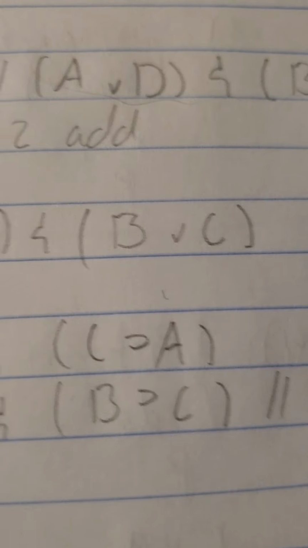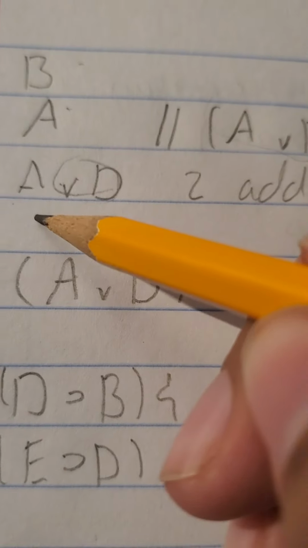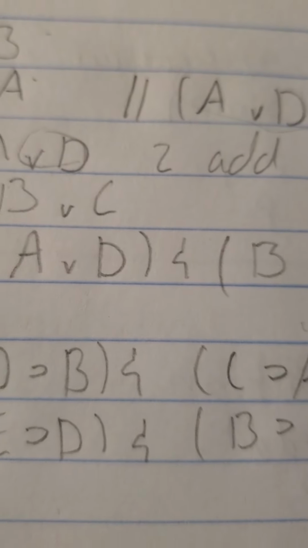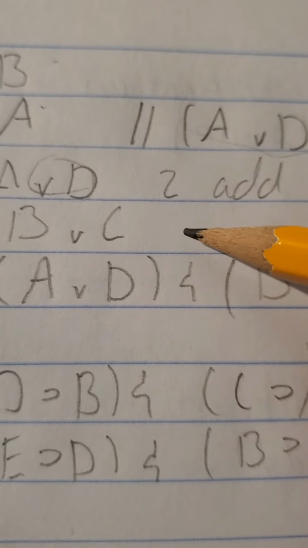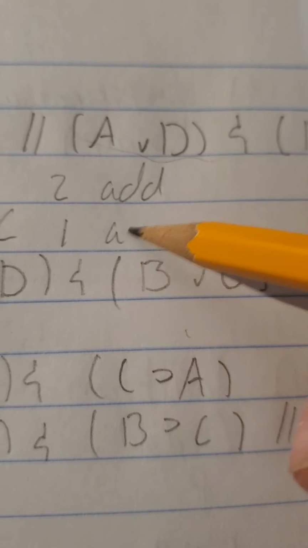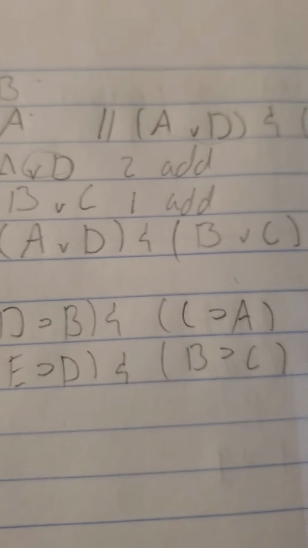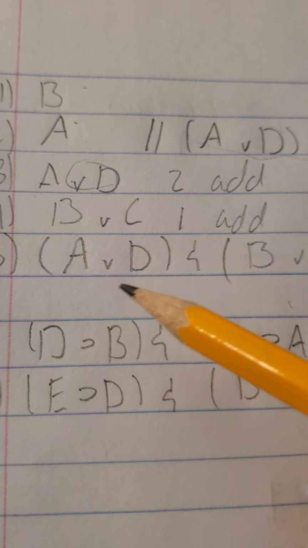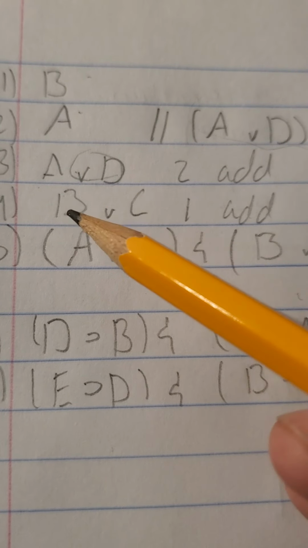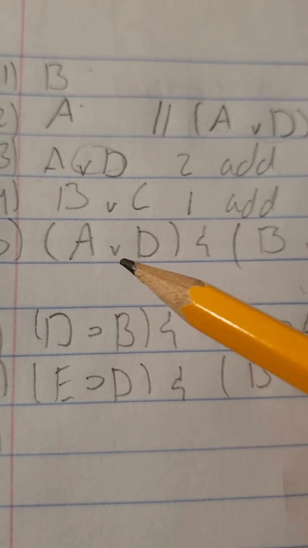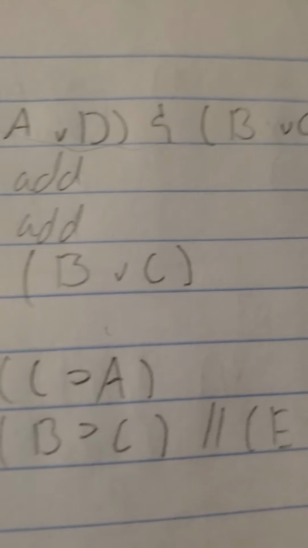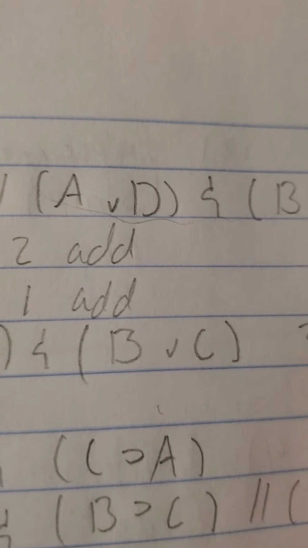Similar to here, we have B and C. So for 4, we're just going to use B, and then we add C. V and then C. It has to have a V. And then the reason we use 1 is because that's where we got B from, line 1. And again, it follows rule add. Now, once we get to that point, we have to make sure that we combine them in order. So A, V, D goes first, and then followed by B, V, C. So we can't put 4 and then 3. It has to be 3 and then 4. So you write the rules, 3 and 4.